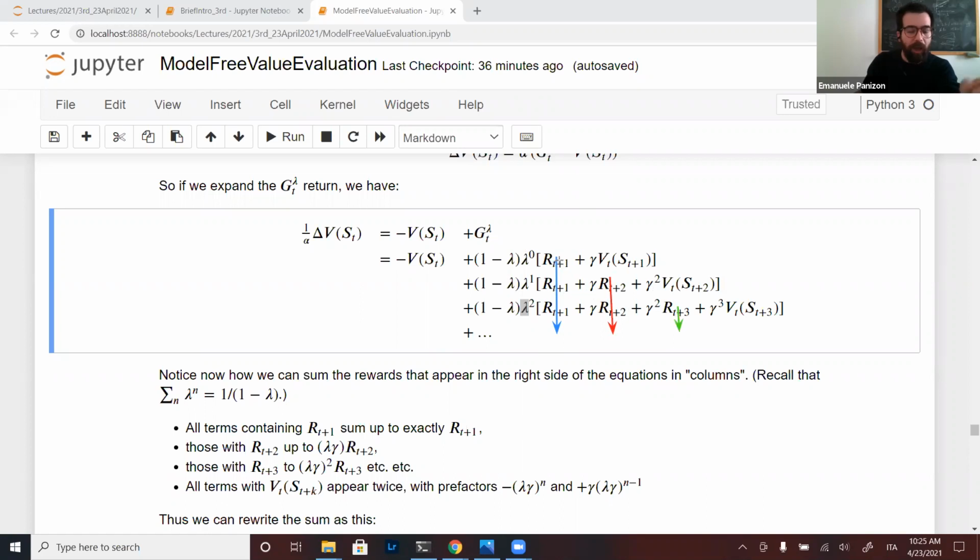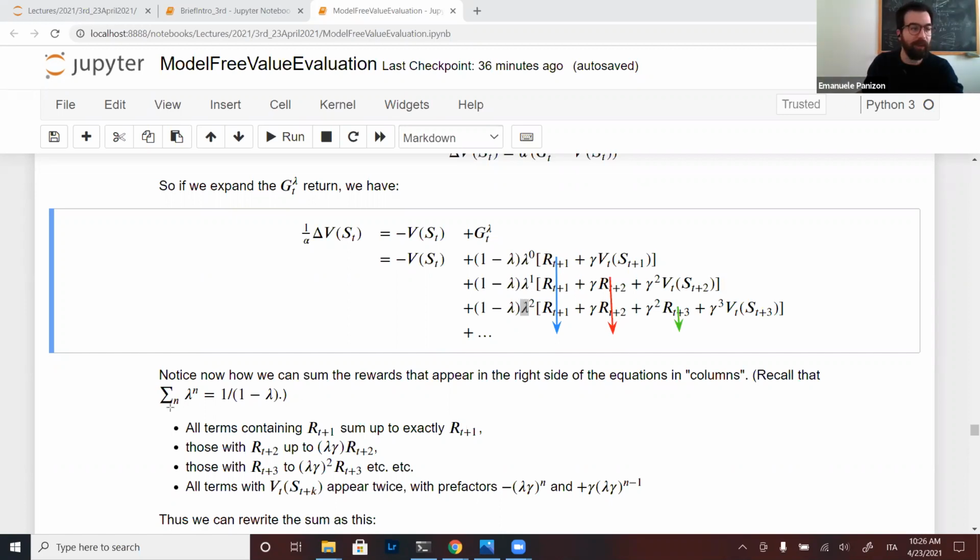Okay. Actually, in these columns, something appears over and over. For example, the reward at time t plus 1 appears all the time. So you can just sum up all of them. In particular, all of them have a weight 1 minus gamma, and then you have 1 minus lambda, lambda, lambda squared, etc. So all of this sums up.